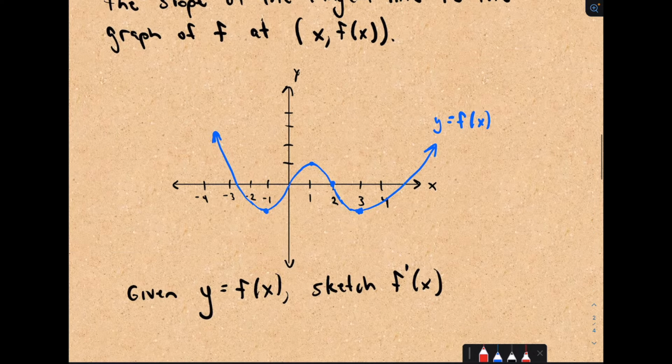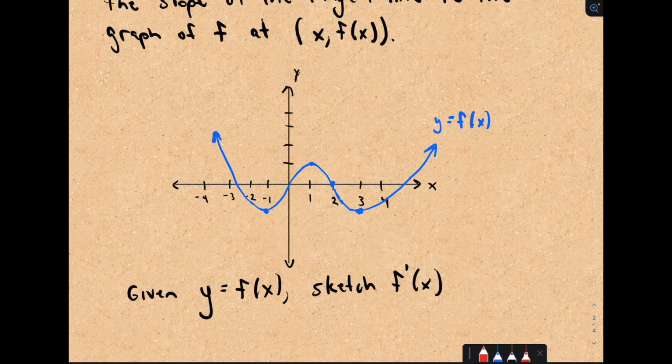A common question: a lot of times they'll say, here's some graph y equals f of x, sketch the derivative graph. Or you may be given the derivative graph and have to try to sketch a graph that could match up with the original function f of x. But here we've got f, and we're going to try to sketch the derivative.